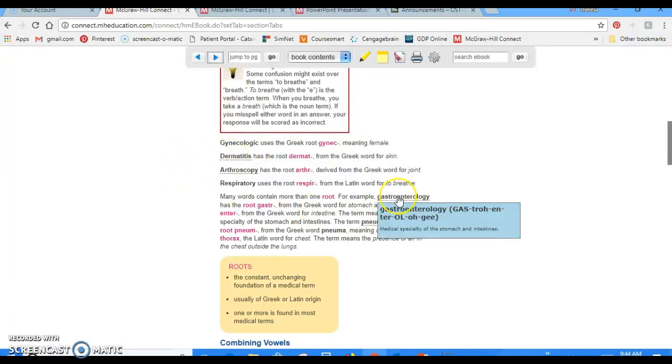If you go down here to gastroenterology, ology means study of. Enter is your intestines. Gastro is the stomach. So this would be the study of the intestines and stomach.